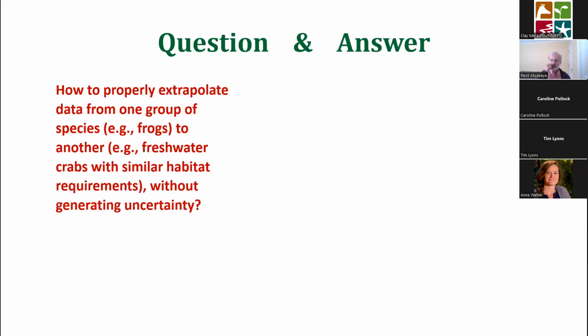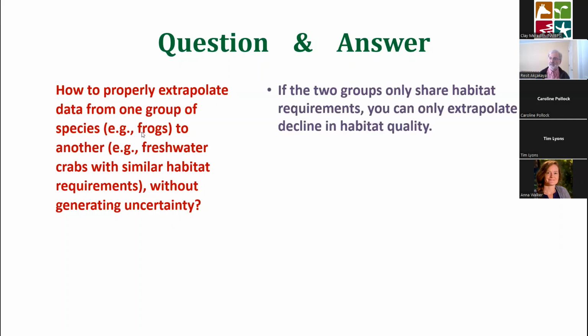Now uncertainty comes in all sorts of forms, of course. And one of the big issues is when we don't have much information about the species. Can you use information from other species? Here's the type of question that we get sometimes: how to properly extrapolate data from one group of species to another. In this case, it's kind of extreme, a completely different taxonomic group, frogs to freshwater crabs, but they have similar habitat requirements. So if the only similarity between the species for which you have data and species for which you don't have data is habitat requirements, obviously you can only extrapolate things that have to do with habitat.